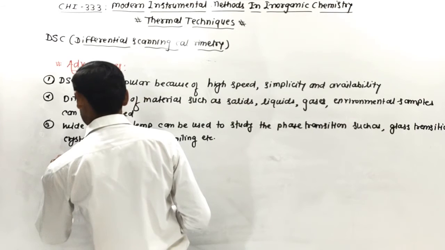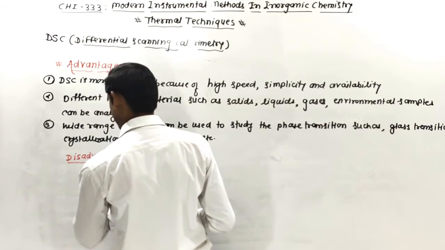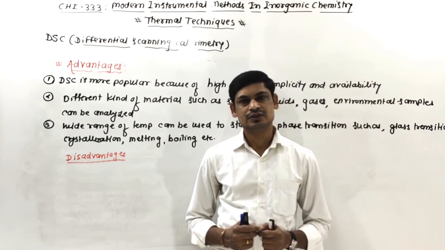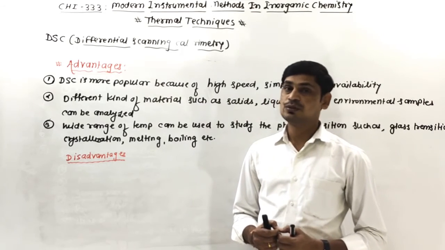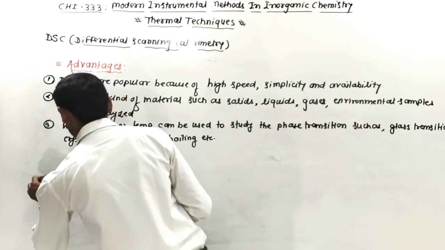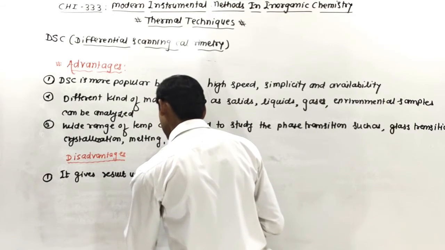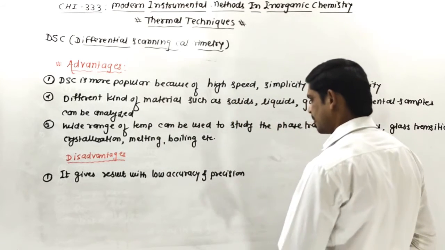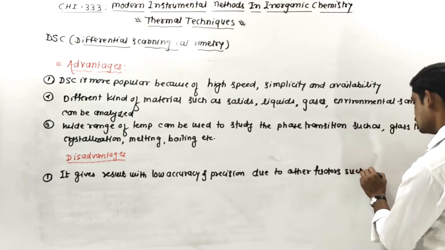So what are the disadvantages? The DSC gives less accurate and less precise results due to other factors such as humidity of atmosphere, atmospheric temperature, then the atmospheric contaminants, etc. So the first disadvantage is that it gives a result with low accuracy and precision due to other factors such as the humidity.